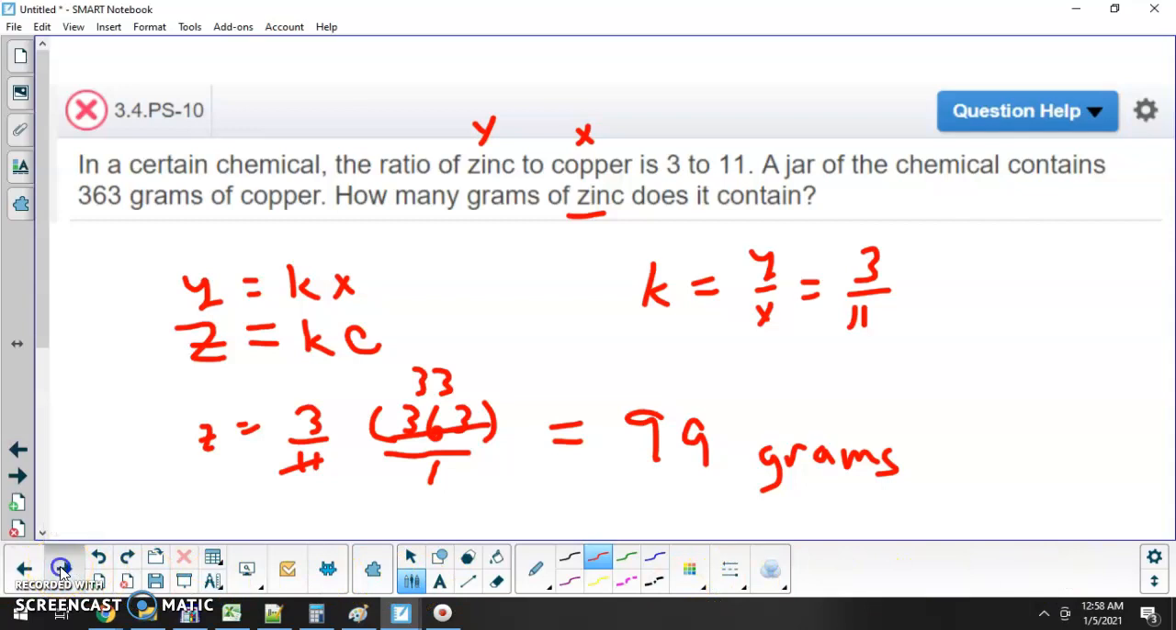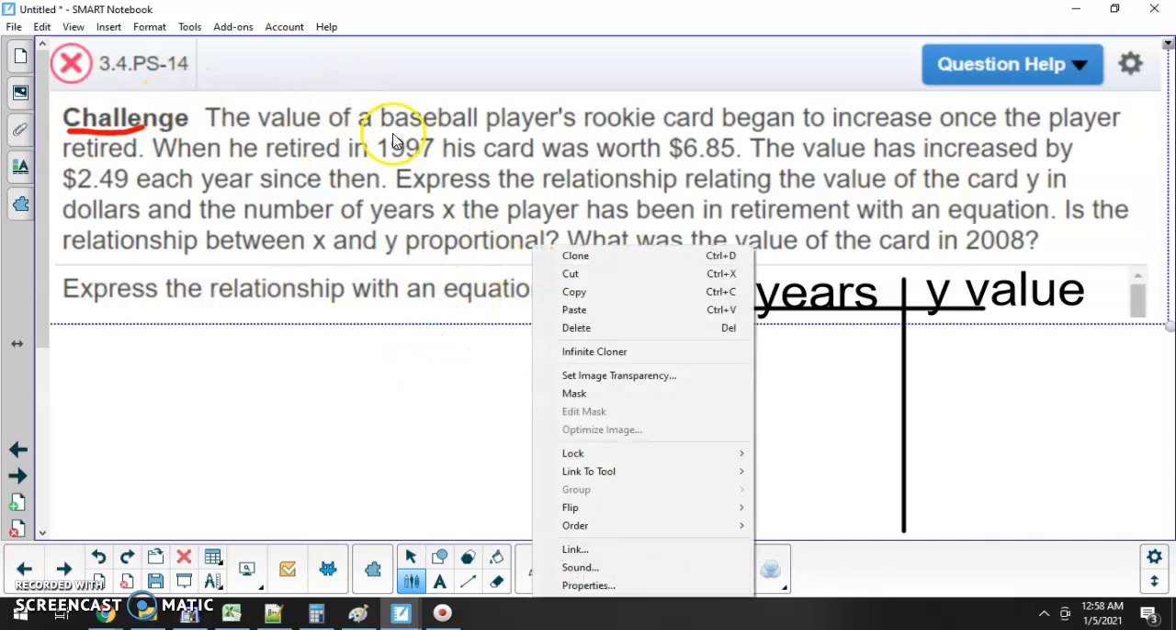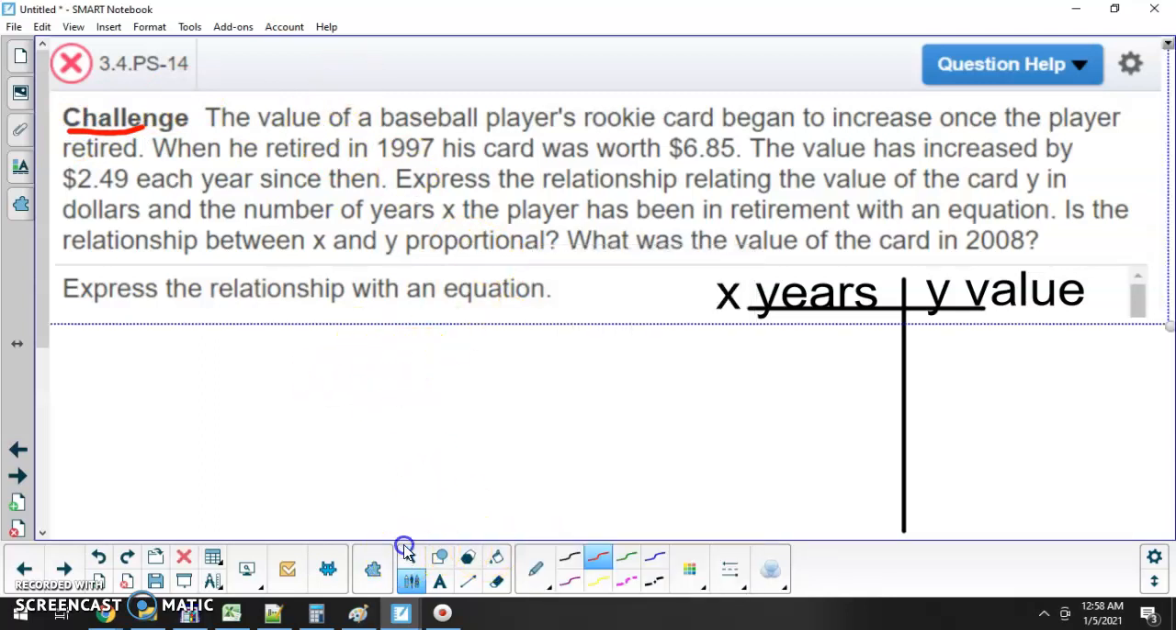Okay, all right, let's do the next problem here. Ooh, the challenge problem. Okay, so it's a baseball player's rookie card problem here.